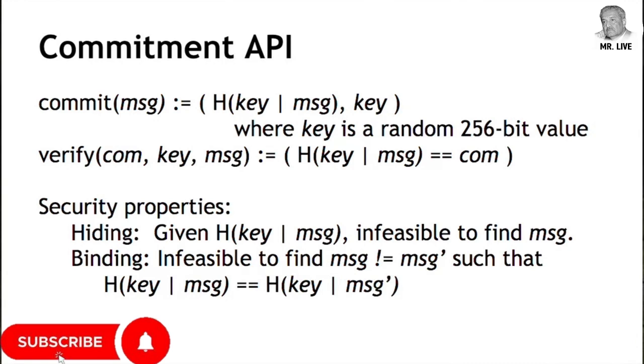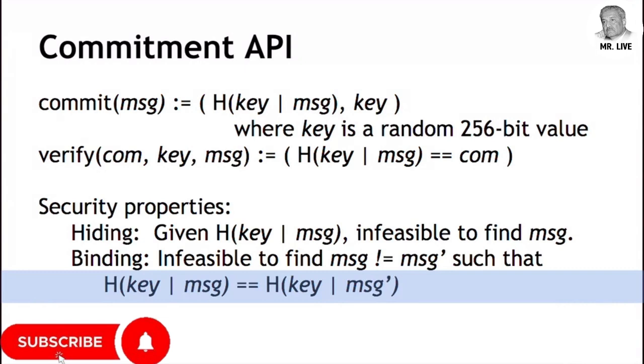So now the security properties. If we go down to the security properties at the bottom of the previous slide, and we just plug in the definitions of how we're going to implement this, that is, this used to say COM, given COM, infeasible to find the message, we just plug in what COM is. COM is the hash of key concatenated with message. And similarly down here, this is what happens when we take what was written there before and plug in the definition of verify and COM.